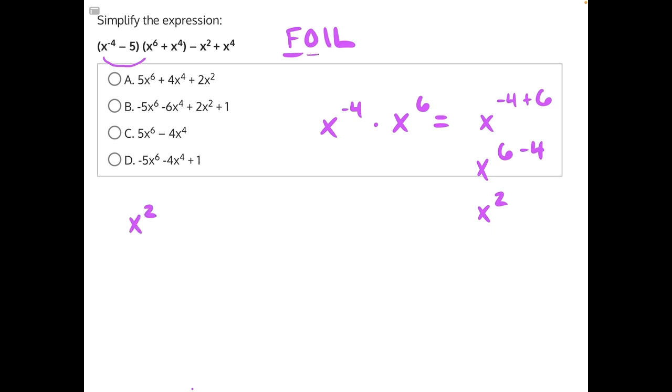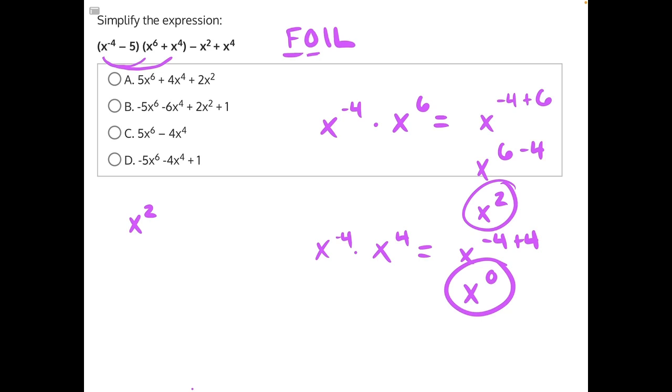Now we go to our outer terms, x to the negative 4 times x to the 4. Again, x to the negative 4 would be the same thing as x to the negative 4 plus 4, which would give us x to the 0. So now our next term from our outer multiplication would be plus x to the 0.